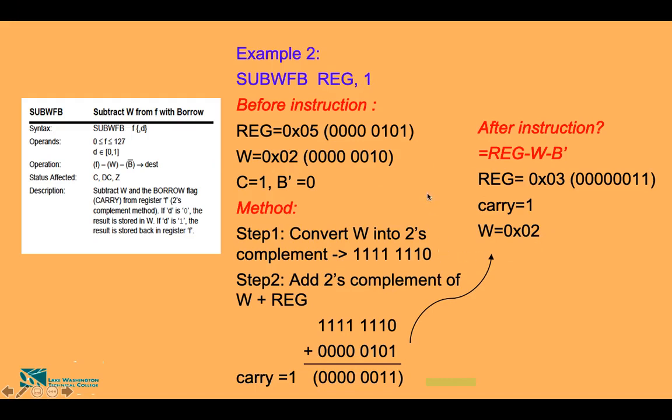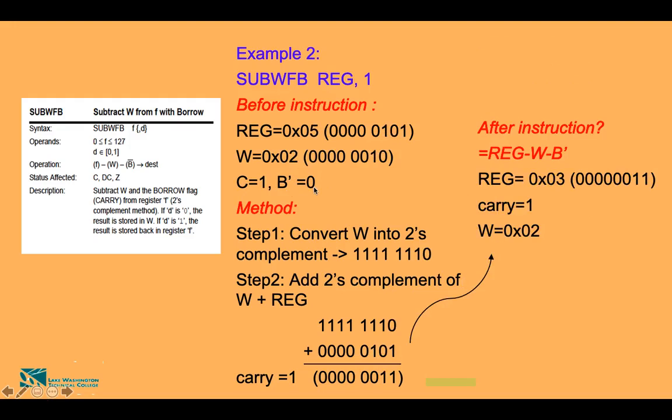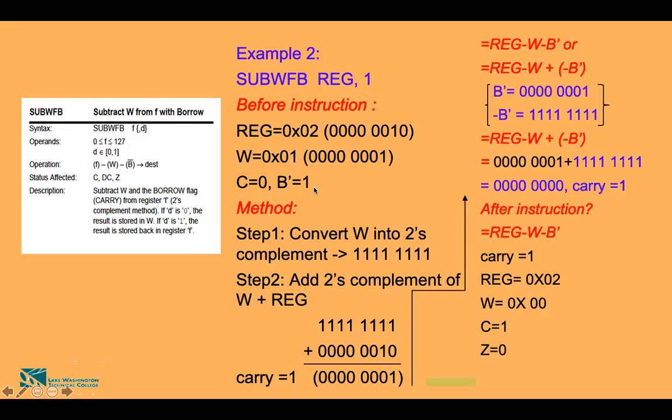So this was the example. Now let's see another example. In this example, we are using the same command, SUBWFB reg, 1. Now here you see the file register has 02 hexadecimal number, and the working register has 01 hexadecimal number. Carry is 0, borrow is 1. So this is the difference. In the previous one, we had 0 borrow, and here we have 1.